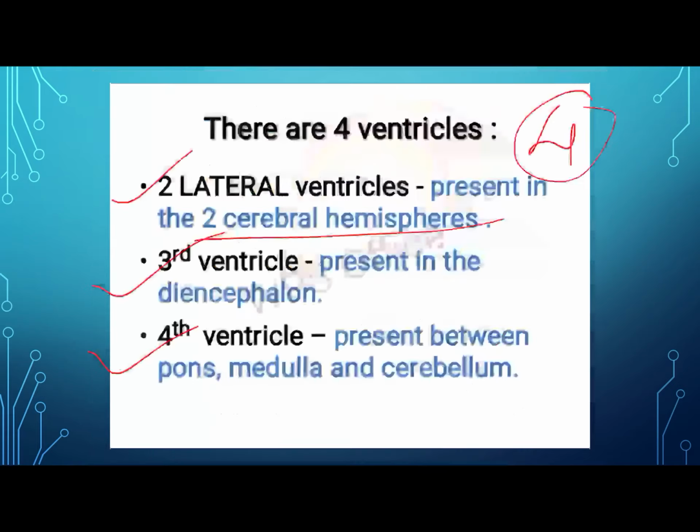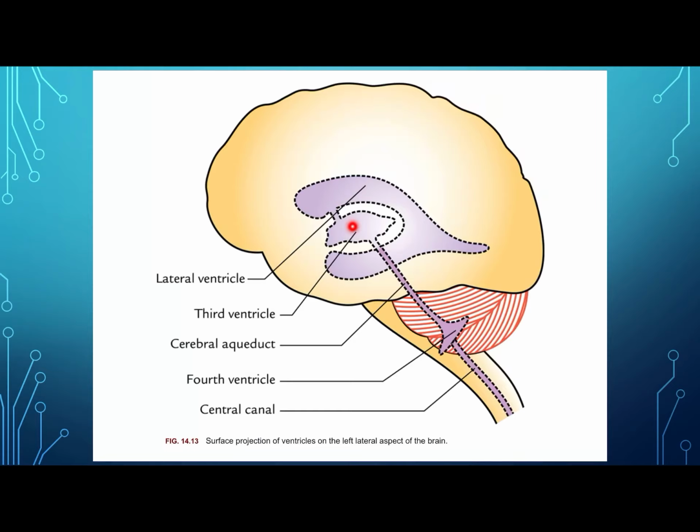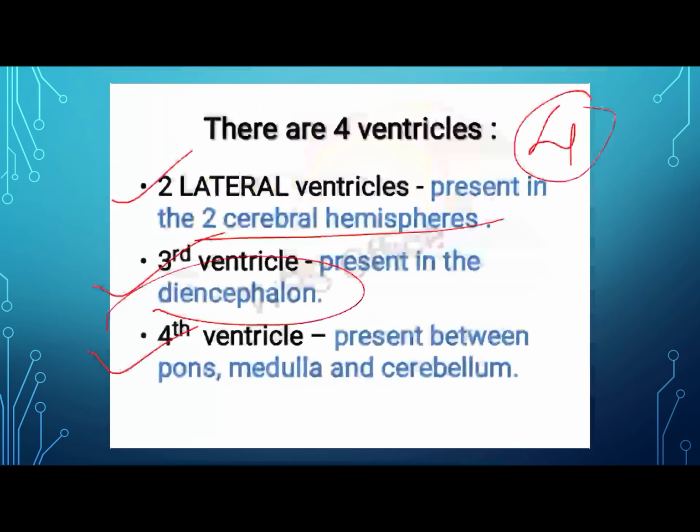Now we have the third ventricle, which is present in the diencephalon. So this is the diencephalon. This is where the third ventricle is located, exactly in the diencephalon. Then we have the fourth ventricle. It is present between the pons, medulla and the cerebellum. It is very clearly seen in this picture. Over here, this part is called the pons, this is the medulla and this is the cerebellum. Over here is the fourth ventricle.